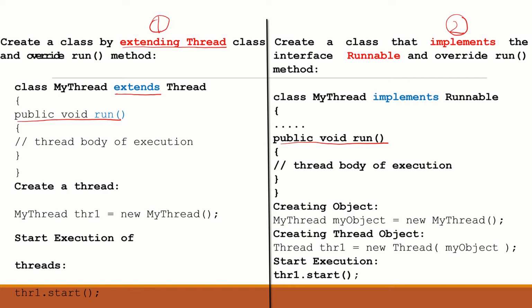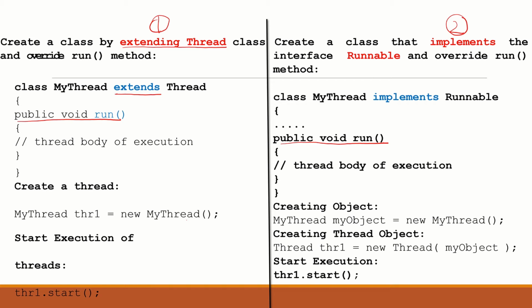So let us start with the first one, that is extending a thread. Class myThread extends Thread, public void run. Once we extend Thread, this myThread will become a thread and this run method will give the body of execution, that is the job assigned to this particular thread. After implementing the run method, we have to create an object for the thread from our main method. Usually, myThread thread1 is equal to new myThread. So an object for this myThread is created.